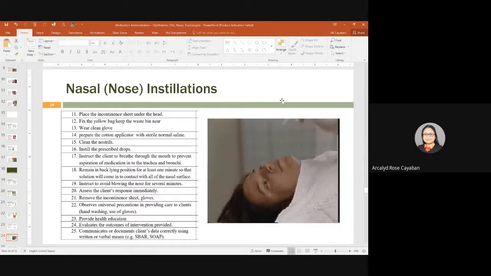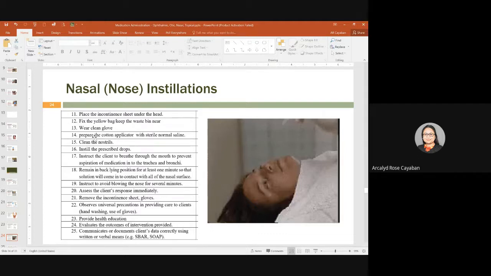Okay, now take note for number 11. Please place the incontinence sheet under the head of the patient. Why? So that in case of any drainage, it will not go to the bed, but it will go to the Inco sheet of the patient. You have to make sure that your yellow bag or your garbage bin will be near to you. You have to wear gloves. And of course, you have to clean first the nostril area before giving the medication.